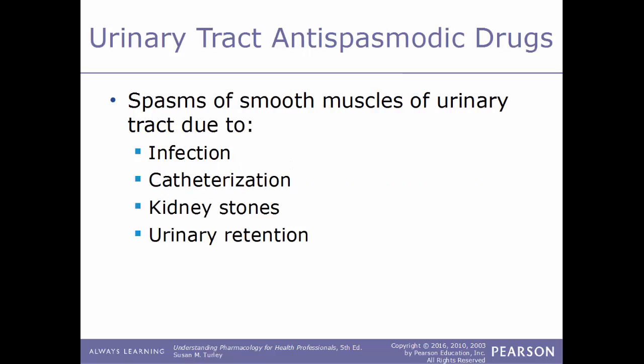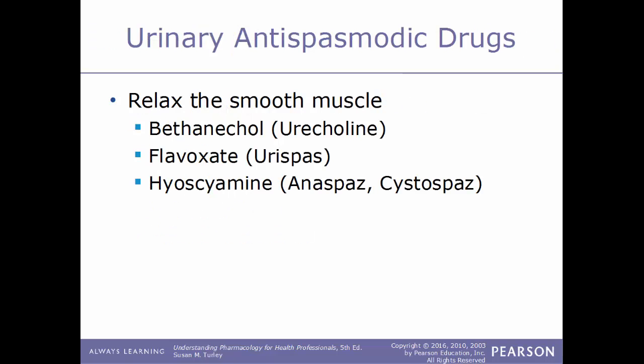Alright, next we'll talk about urinary tract antispasmodic drugs. The patient may have spasms of the smooth muscle of the urinary tract due to infections or catheterizations, kidney stones, or urinary retention. So the purpose of urinary antispasmodics is to relax the smooth muscle. Here are some common examples: bethanechol, sold under the name Urecholine, flavoxate, sold under the name Urispas, and the last one here, hyoscyamine, which is sold under the names Anaspaz or Cystospaz.